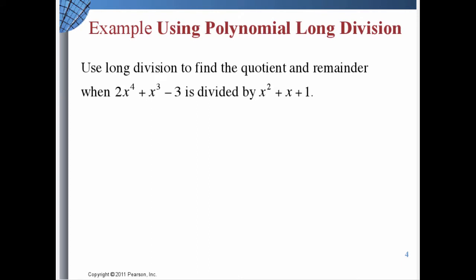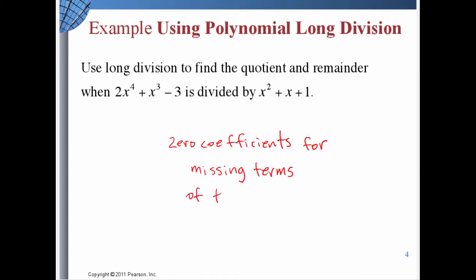So here's an example using polynomial long division. We want to use long division to find the quotient and the remainder. And if you want to pause the video and try this in your notes, go ahead and do so. But we want to take 2x to the fourth plus x cubed minus 3 and divide it by x squared plus x plus 1. And the key when we're using polynomial long division is we have to use zero coefficients for missing terms. Okay, so that's the one thing that we have to remember. So we have to use placeholders.